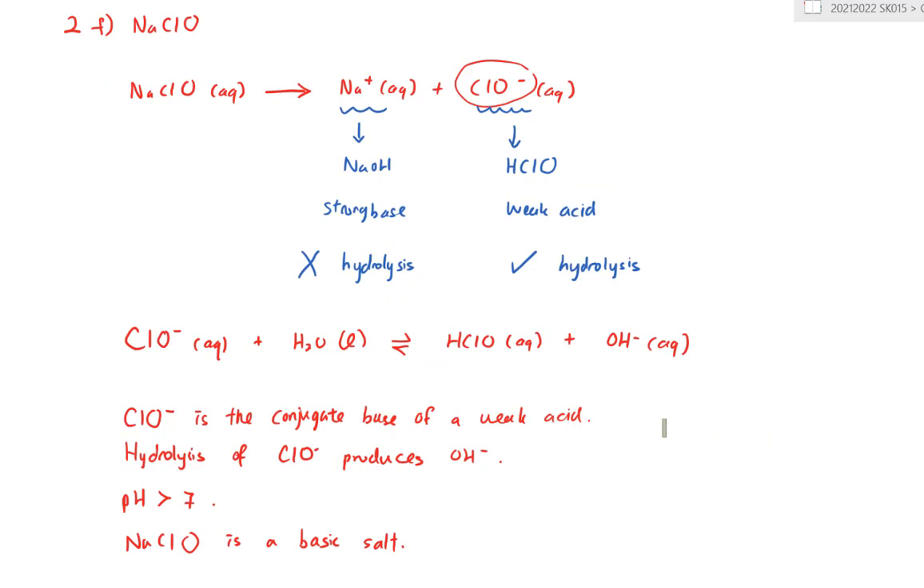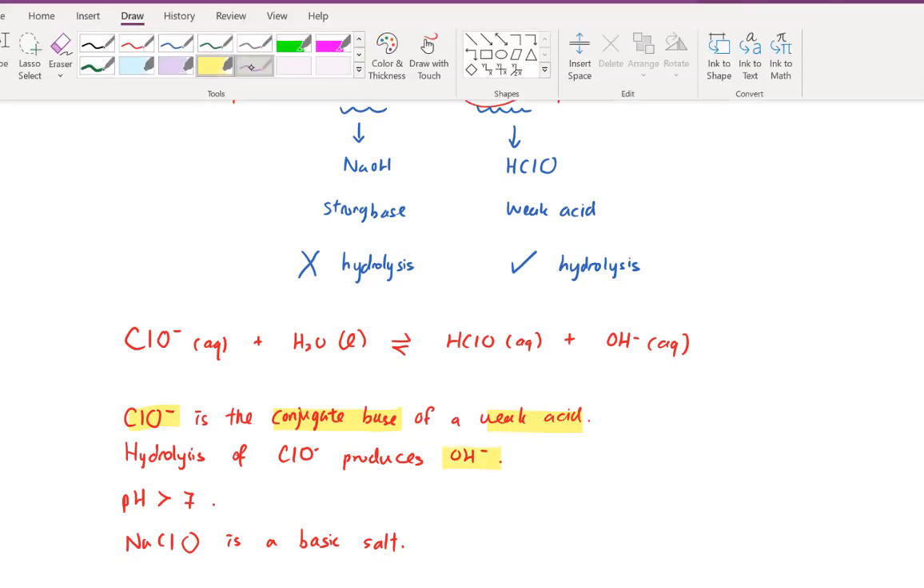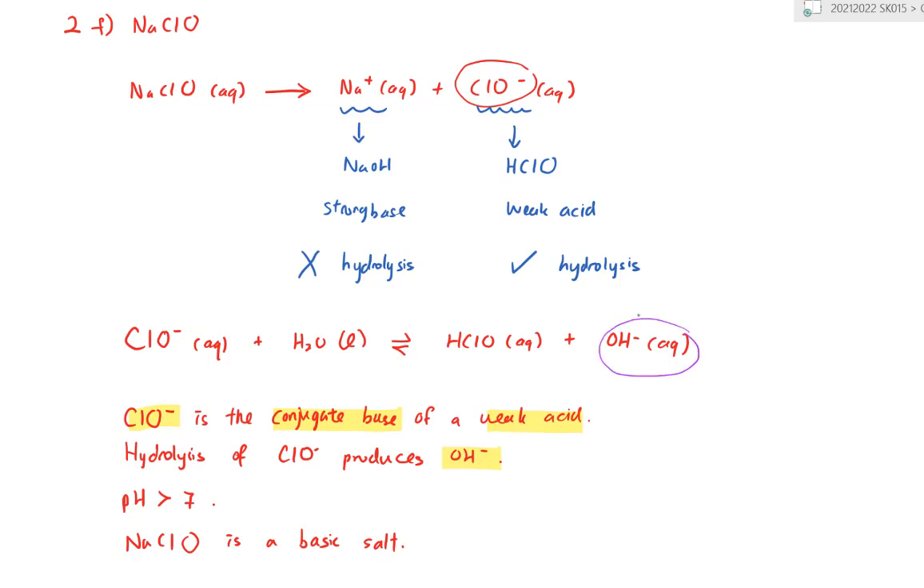So you may do your explanations over here. ClO negative is the conjugate base of a weak acid. Okay, so hydrolysis of ClO negative will produce OH minus, which in this case, you refer to the OH minus of the hydrolysis equation. So the pH value is greater than 7, therefore NaClO is a basic salt. So there are 2 equations involved over here. And you may try to practice writing down the sentence.